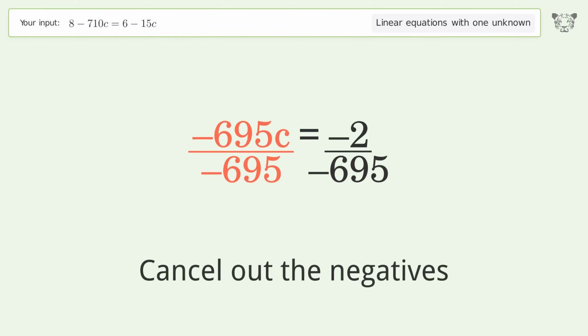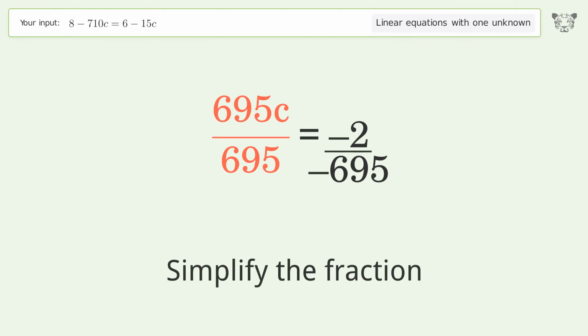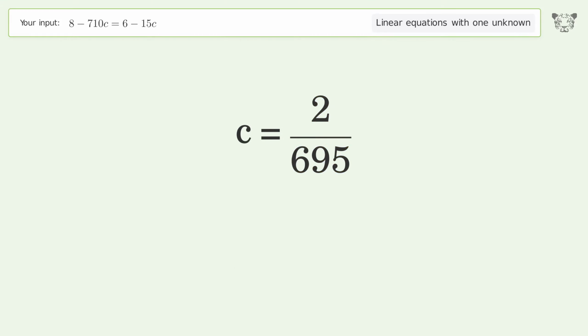Cancel out the negatives. Simplify the fraction. Cancel out the negatives. And so the final result is c equals 2 over 695.